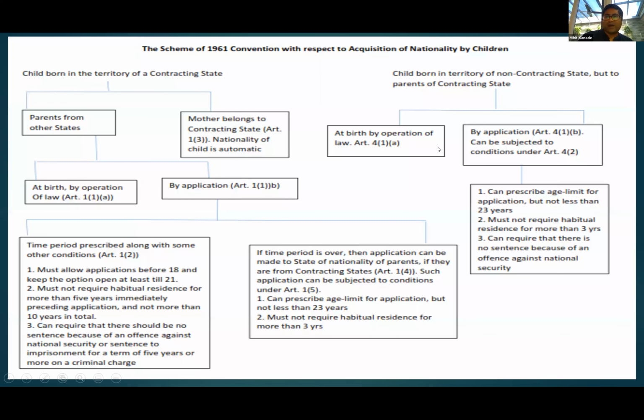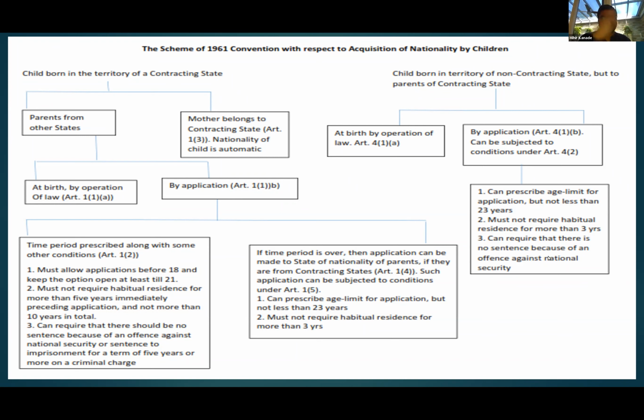All right. Now, this is something that I have found extremely useful. In fact, there's a bit of a history behind this chart. It was developed by me. When I read the Convention on the Reduction of Statelessness for the first time many years back, I found it extremely difficult to understand the scheme of the convention with respect to acquisition of nationality by children.